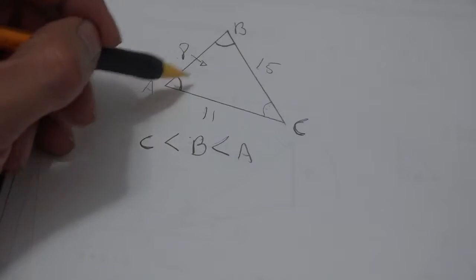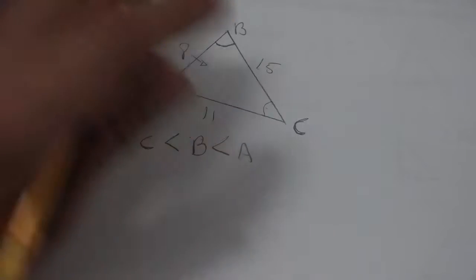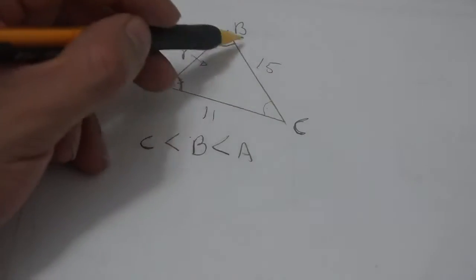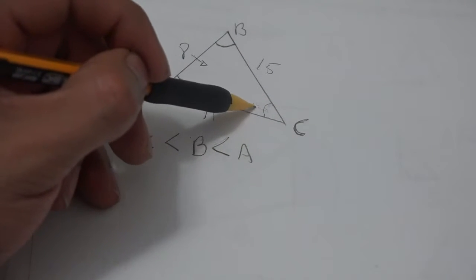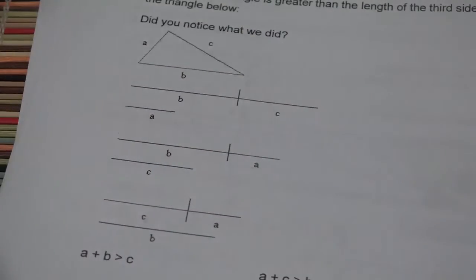Opposite to the longest side is the largest angle. And vice versa, the converse is also true. Opposite to the largest angle is the longest side. Opposite to the smallest angle is the shortest side. Okay, so with that in mind, we could go ahead and start working on our problems.